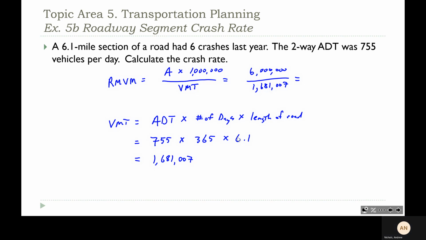Less than 1? Or no, it's less than 6. So we'll call that 3.5 crashes per million vehicle miles traveled.